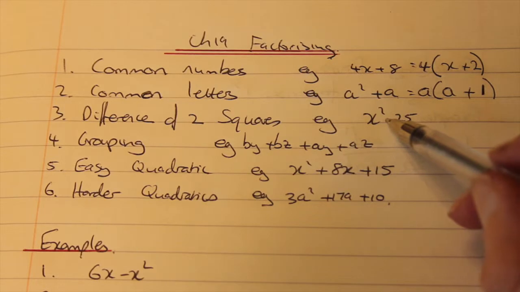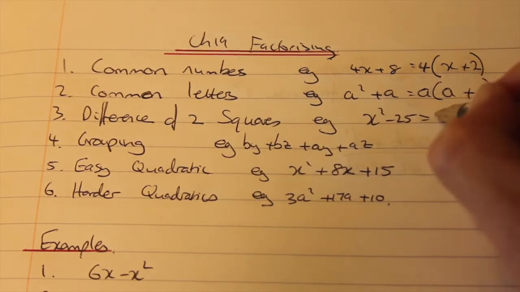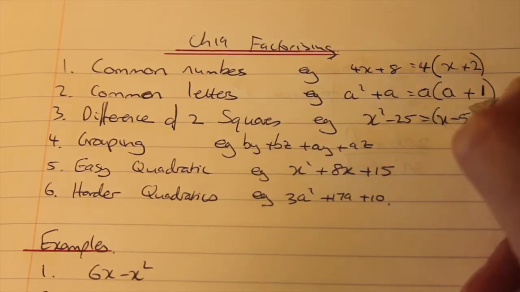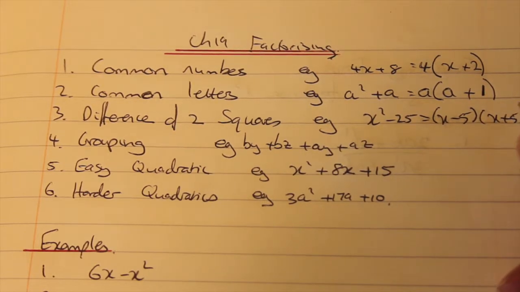Difference of two squares. If you've got two squared numbers subtracting from each other, they break up into x minus 5 and x plus 5, because 25 is 5 squared.